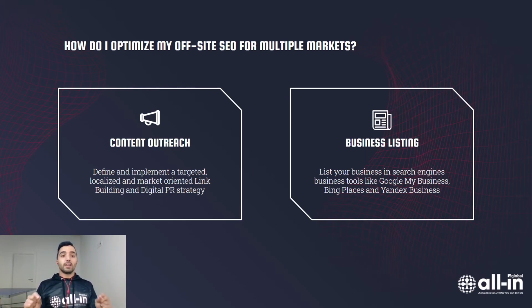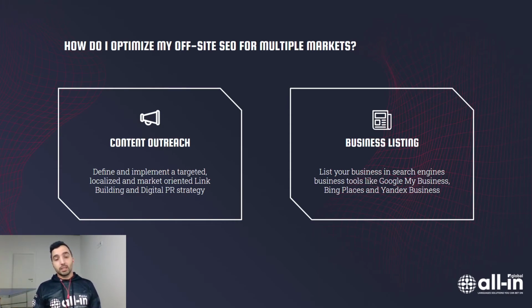And when you're doing content outreach, you really need to pay attention to small details that are not small at all, they are really crucial. And when you're defining and implementing a targeted, localized, and market-oriented link building or digital PR strategy, which is the offsite SEO, it's mainly link building and digital PR strategy, you need to think about the markets that you're targeting and the languages that you're targeting. You cannot just simply go to a global website and do your digital PR and your link building strategy and apply it to all the markets that you have. It doesn't work like that. You need to think local. Again, you're going global, but you need to think local to be successful in those specific markets.